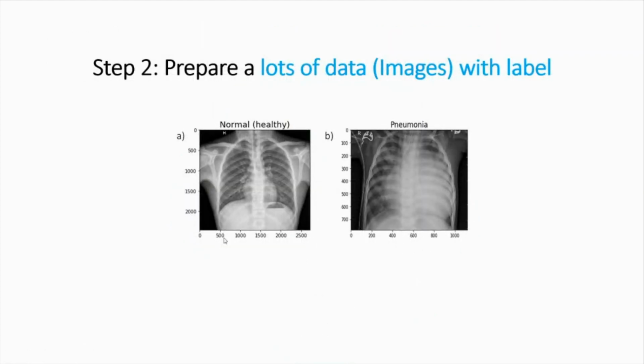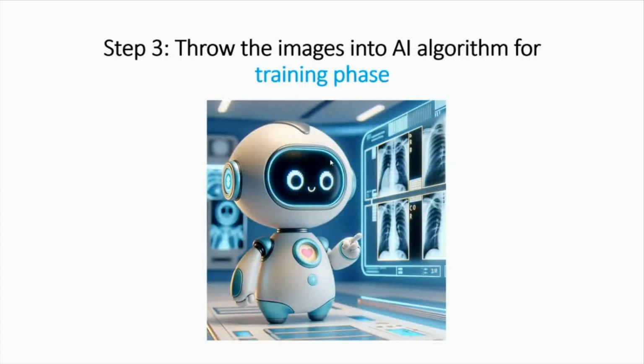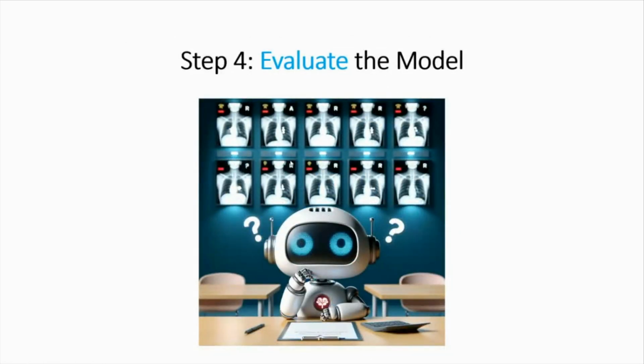Step two is we need to prepare a lot of data with labels, like this one is healthy, this one is pneumonia. For a human, you already know, you can distinguish it by your eyes in just one glance. But for AI, at least you need to prepare 1,000 of these images to train it. So you prepare a lot of data already. Next, you have to throw the images to the AI algorithm for it to train. So now you just tell the AI, this is healthy, this is not healthy. So the AI trains. Then after that, you have the model already.